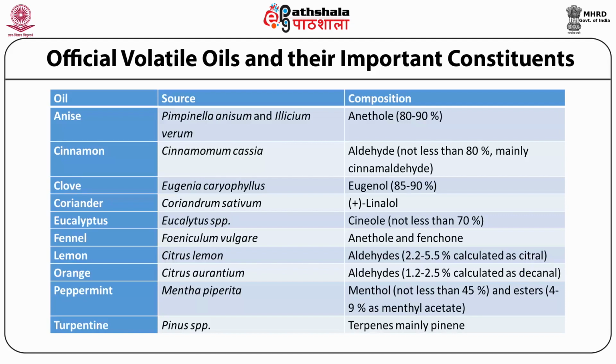Coriander containing linalool, eucalyptus containing cineole, and fennel oil, which is obtained from Foeniculum vulgare, contains anethole and fenchone. Lemon oil and orange oil are the oils obtained from citrus fruits, containing mainly citral or decanol as main ingredients. The last of the list is turpentine. It is actually obtained from Pinus species. It mainly consists of terpenes like pinene.